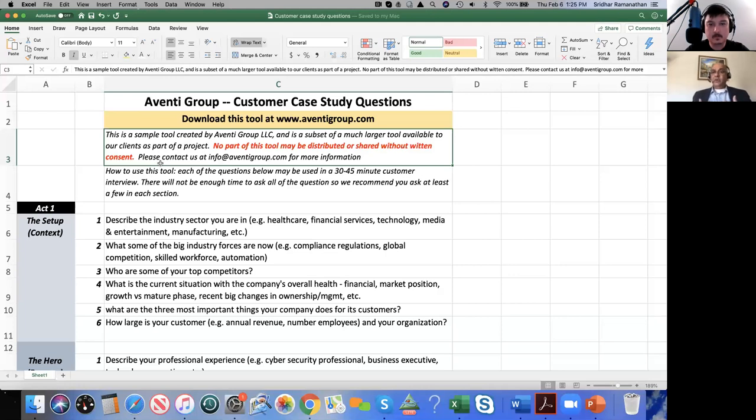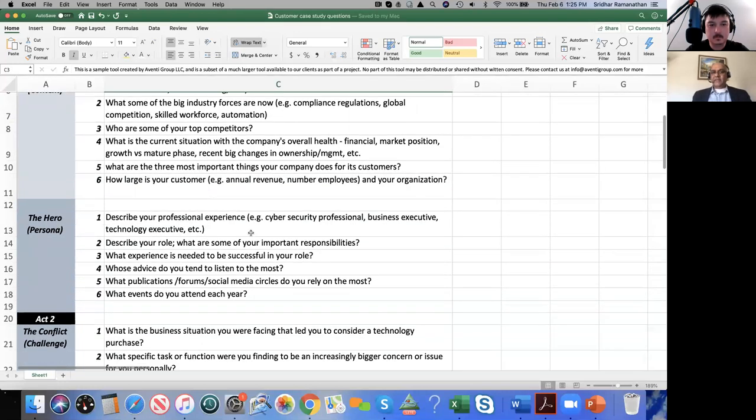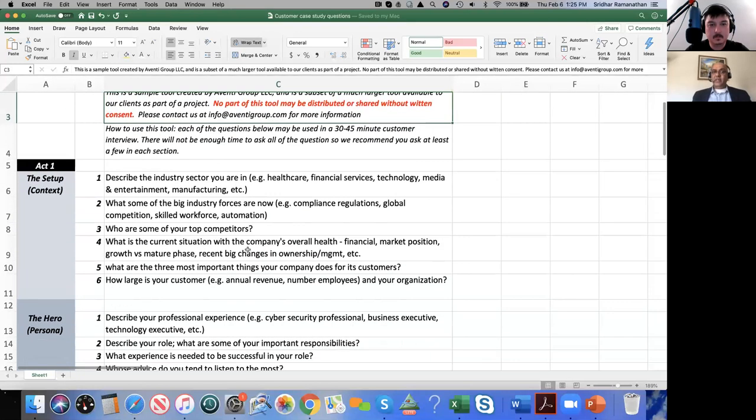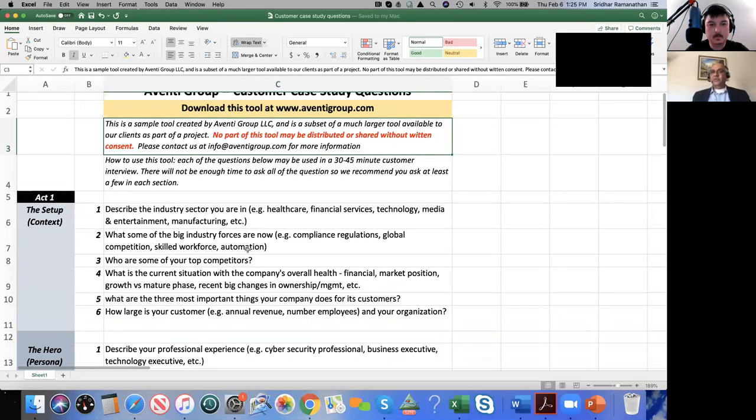And whether or not you go with Aventi Group, we highly recommend this methodology of gathering some data, getting some intelligence from your customer around these three acts. And if you can get this information, then you're going to be in a far better position to communicate that.